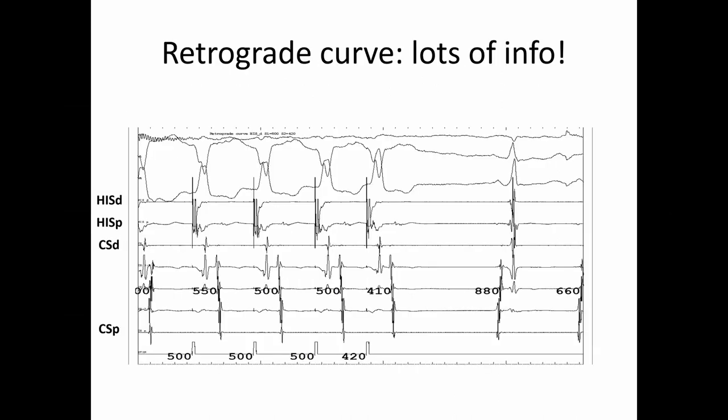And so just for example, here's a retrograde curve, and there's lots of information to be gleaned from this. You can see there's V pacing at 500 milliseconds, the QRS on the surface ECG looks like you're pacing in the right ventricle, there's an extra stimulus at 420. The atrial activation sequence is eccentric. It's going from CS distal to CS proximal. There doesn't seem to be much delay comparing the drivetrain versus the extra stimulus, which is typical of accessory pathways.